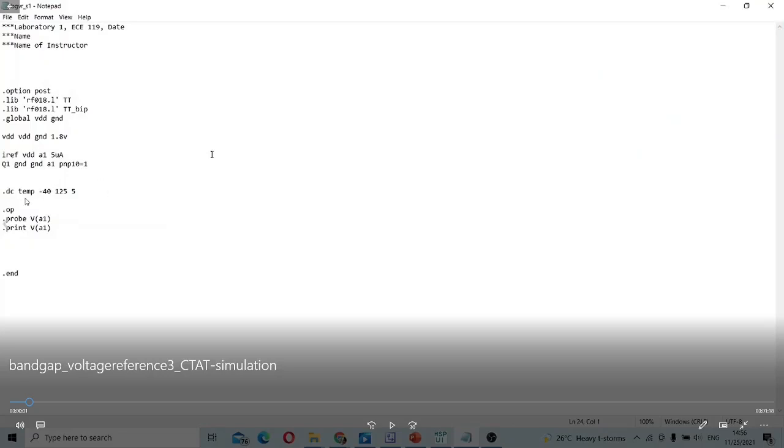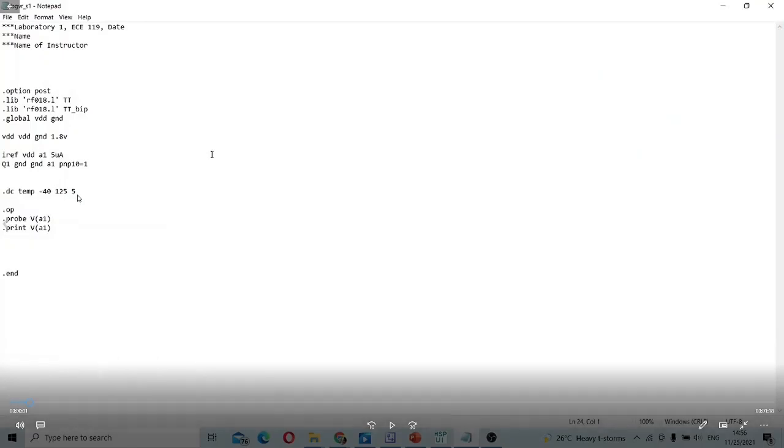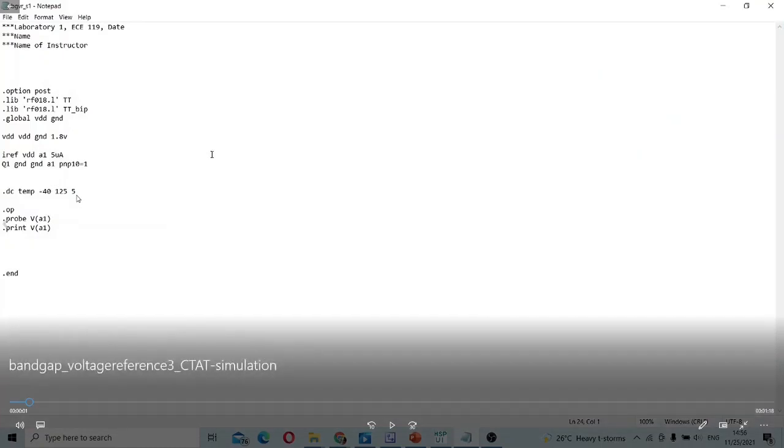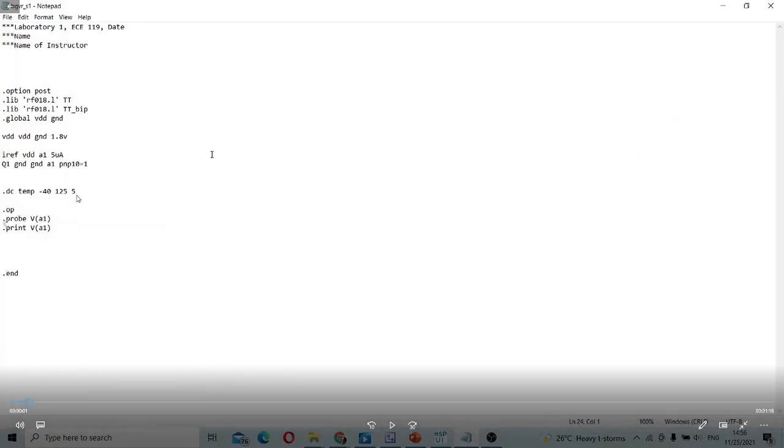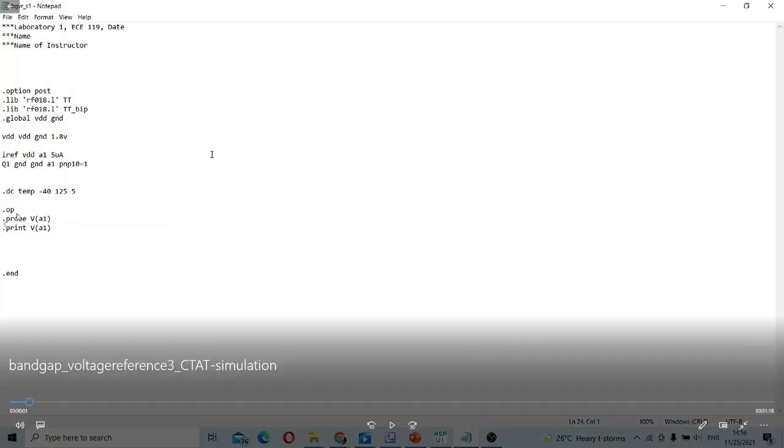Then, I have swept the temperature from negative 40 degrees Celsius to 125 degrees Celsius with an increment of 5. Actually, for this syntax, you can refer to the HSPICE command reference PDF that I have given to you in our LMS. And I have the OP for the operational analysis for probing the voltage A1 and printing the voltage at A1.